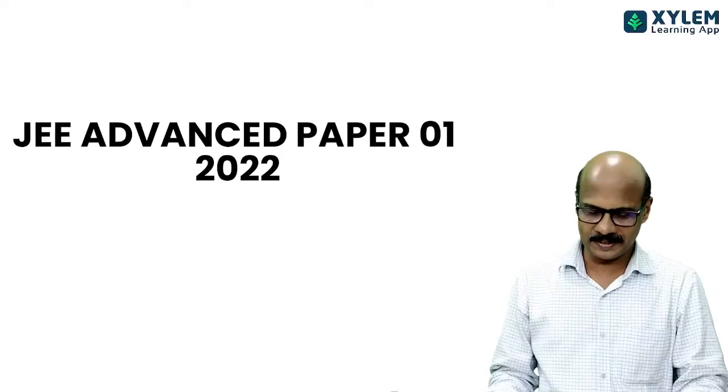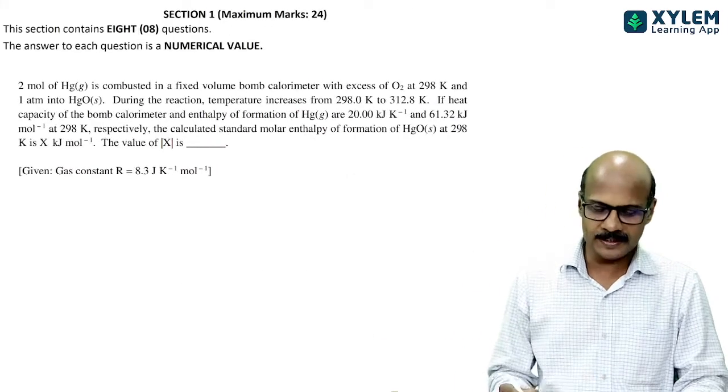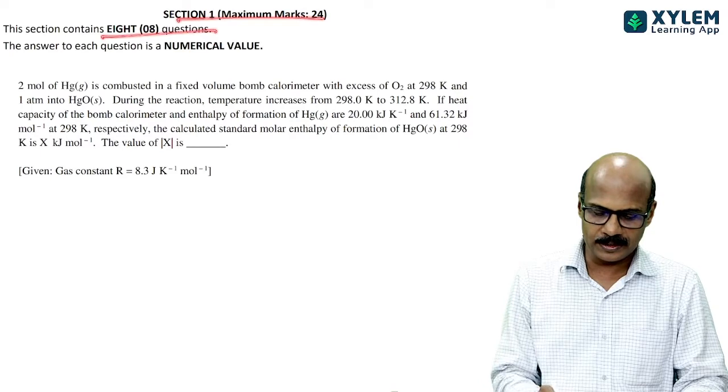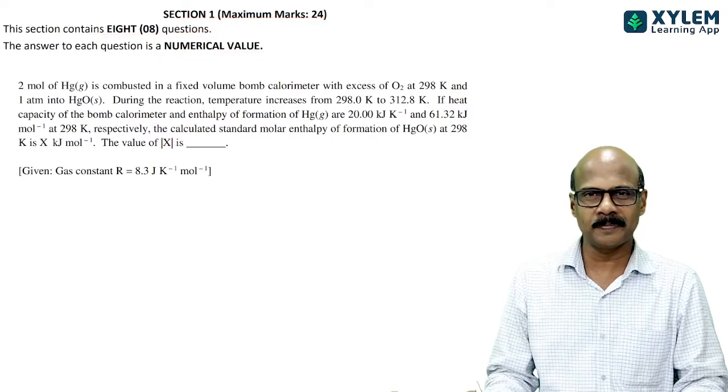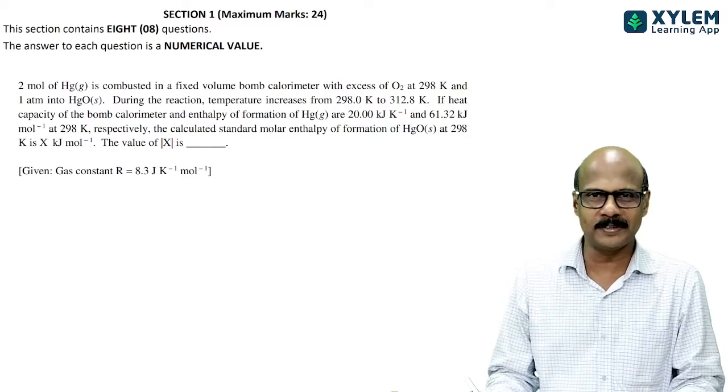Now we want to discuss the JEE Advanced paper. First we are going to see paper 1. In this, the first section contains 8 numerical value based questions. Here you want to put the answer up to 2 decimals. Let me read the question.